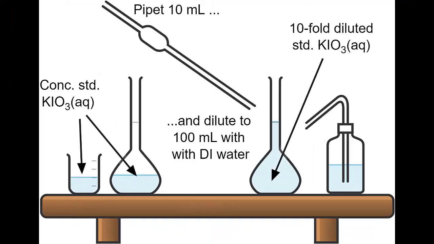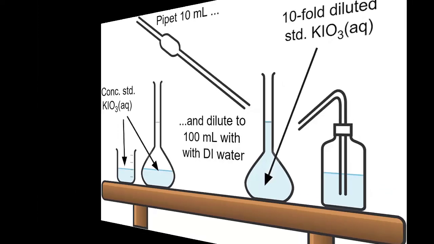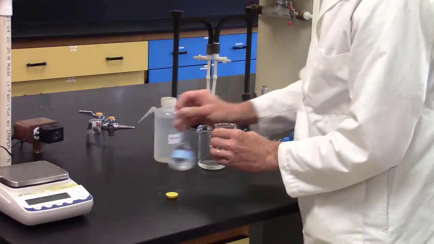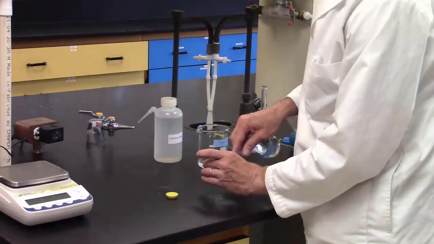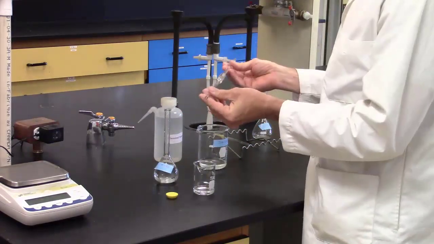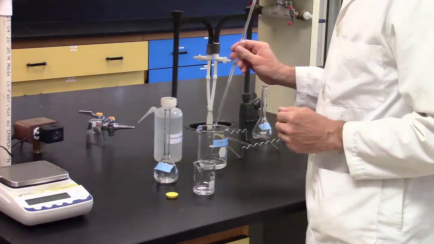In Lab D, a concentrated standard solution of potassium iodate was prepared. This now needs to be diluted tenfold by pipetting 10 ml of the solution into a new 100 ml volumetric flask and diluting to the 100 ml mark with deionized water. In the lab, we see Scott demonstrate the correct protocol by rinsing a dispensing beaker and then a 10 ml pipette with the concentrated potassium iodate solution.